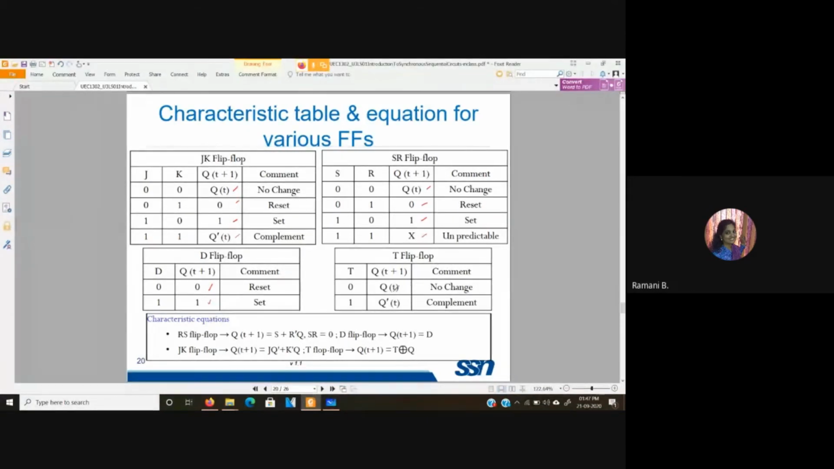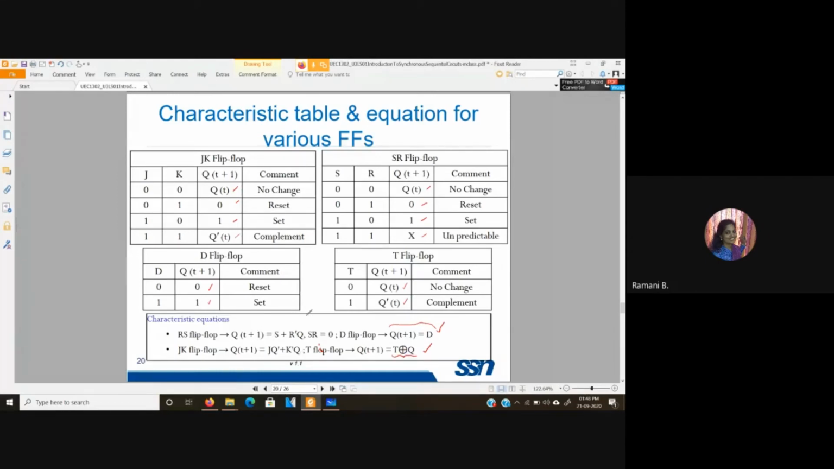Whereas for the T flip-flop, if T is equal to 0, you don't have any change with Q of T plus 1. It will remain the same. If T is equal to 1, it complements. That is, it does the toggle operation. And this is the characteristic equation of all the flip-flops. So for D and T, it is very much easier for you to remember. Q of T plus 1 is equal to D. This implies your next state follows the input. And with the T flip-flop, Q of T plus 1 is equal to T XORed with Q.